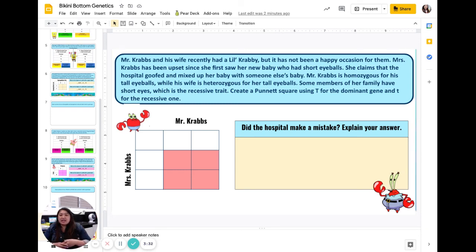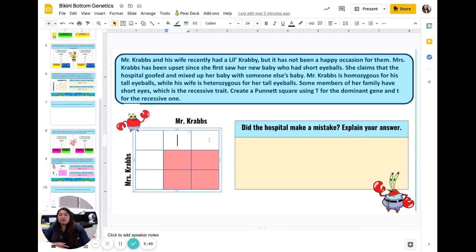So Mr. Krabs is homozygous for his tall eyeballs, while his wife is heterozygous for her tall eyeballs. So some members of her family have short eyes, which is the recessive trait. So create a Punnett Square using T for the dominant gene and little t for the recessive gene. So go ahead and fill out the Punnett Square for Mr. Krabs and Mrs. Krabs and their children, and then answer, did the hospital actually make a mistake? Yes or no? So that's how you want to work on the Bikini Bottom genetics.